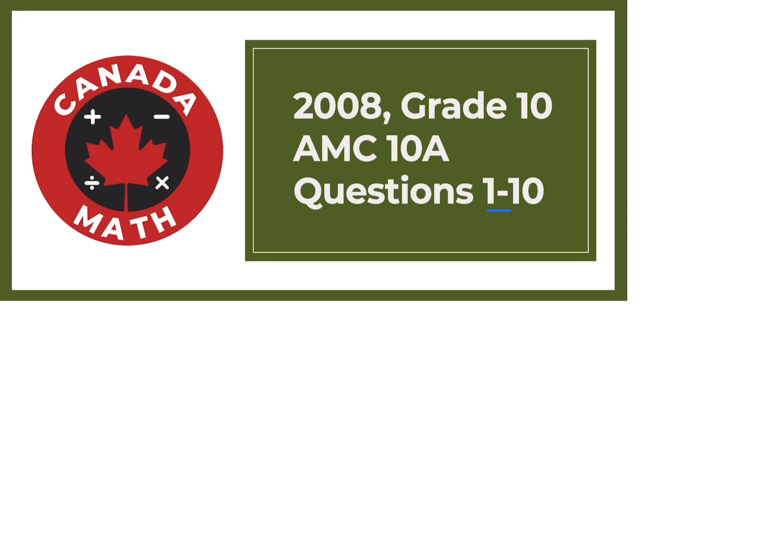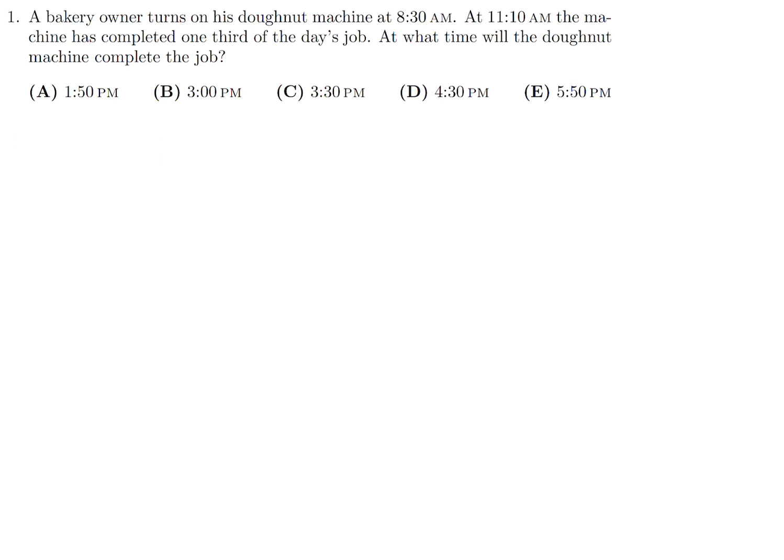Questions 1 through 10 on the 2008 Grade 10 AMC 10A. A bakery owner turns on his donut machine at 8:30 a.m. At 11:10 a.m., the machine has completed 1/3 of the day's job. At what time will the donut machine complete the job?